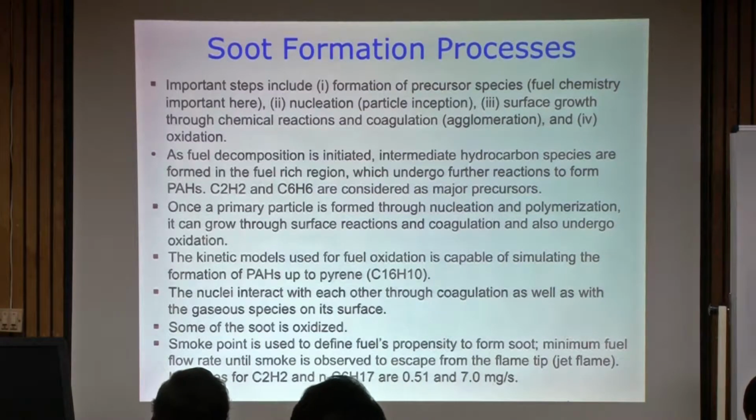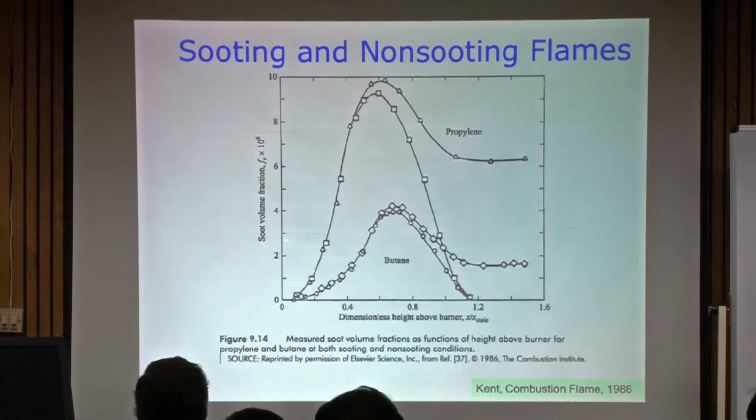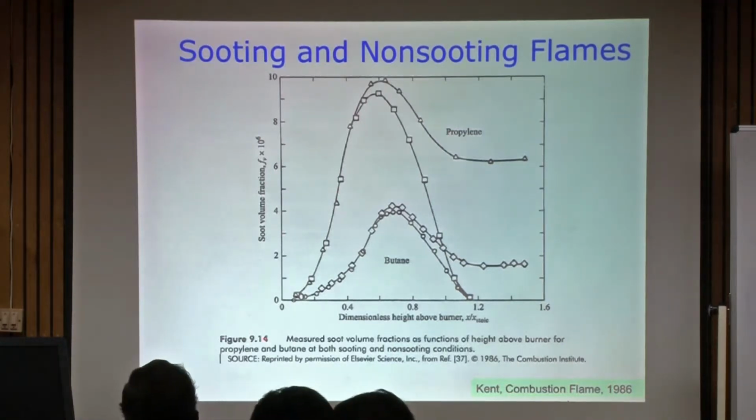This graph is from Turns' book, and it shows sooting flames and non-sooting flames. It's a diffusion flame, and what is plotted is the soot volume fraction.